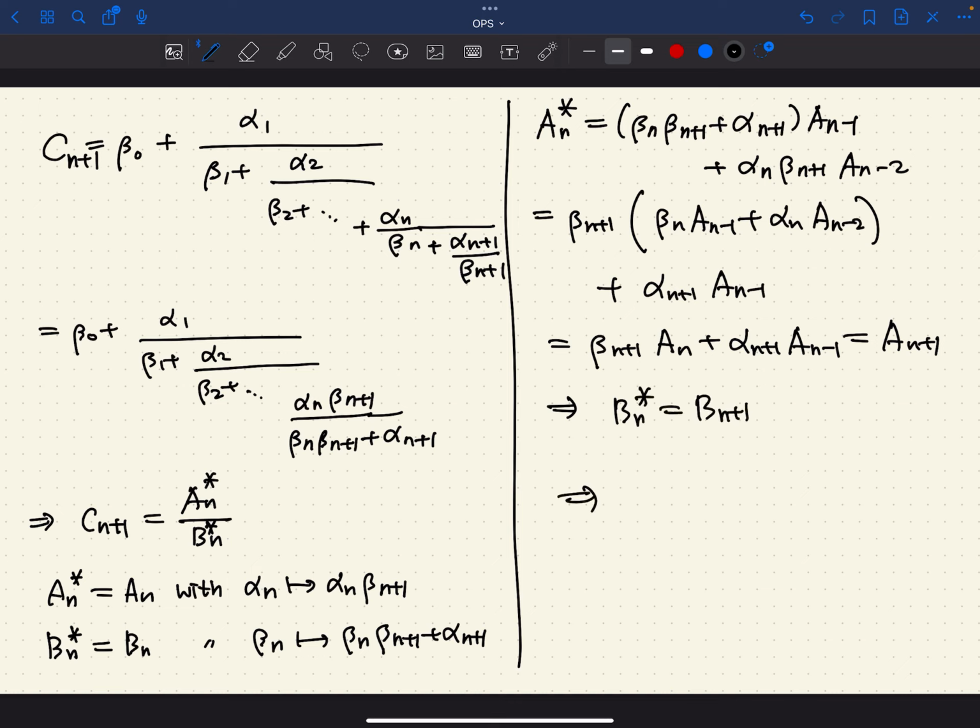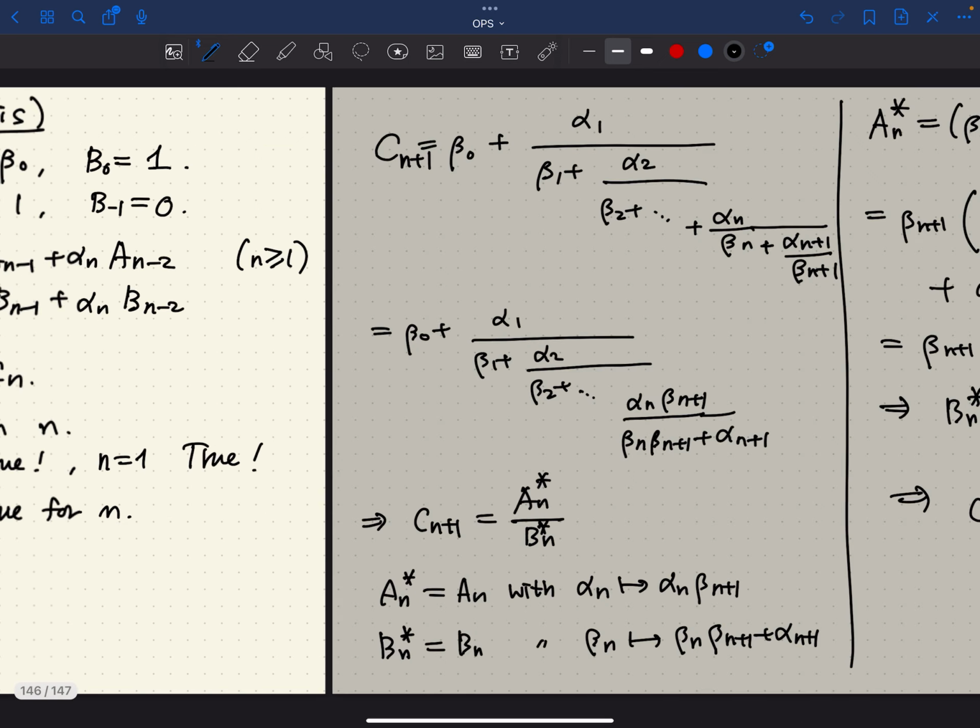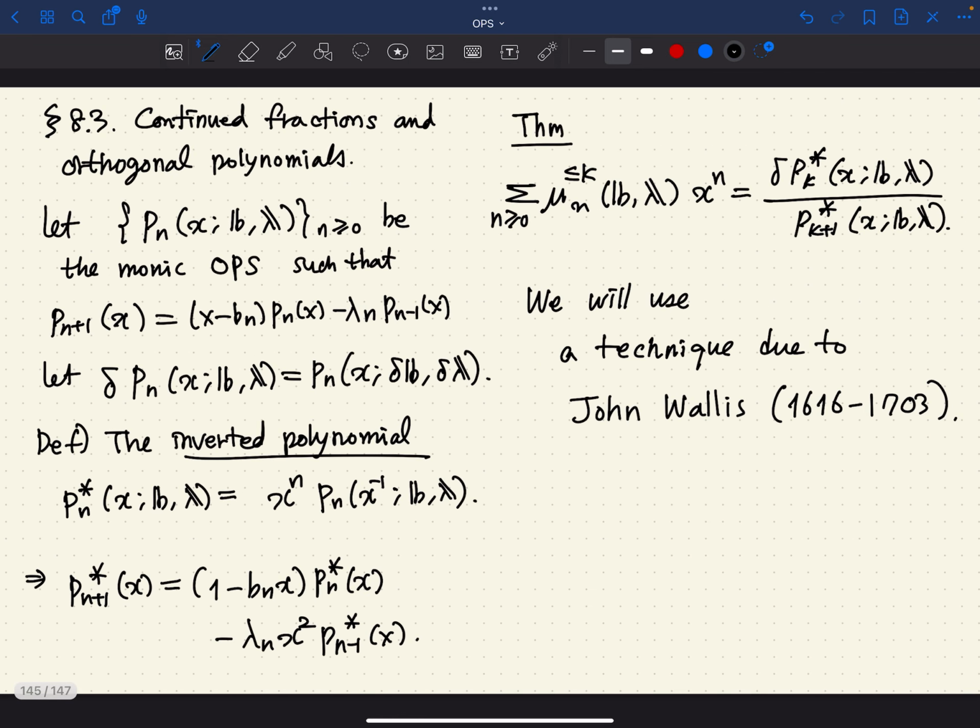That means cn plus 1 is an, because these two are just this. So it works. That's the proof. Quite simple, right? Now we have this lemma. Proof is almost immediate. Now, but let me copy this.